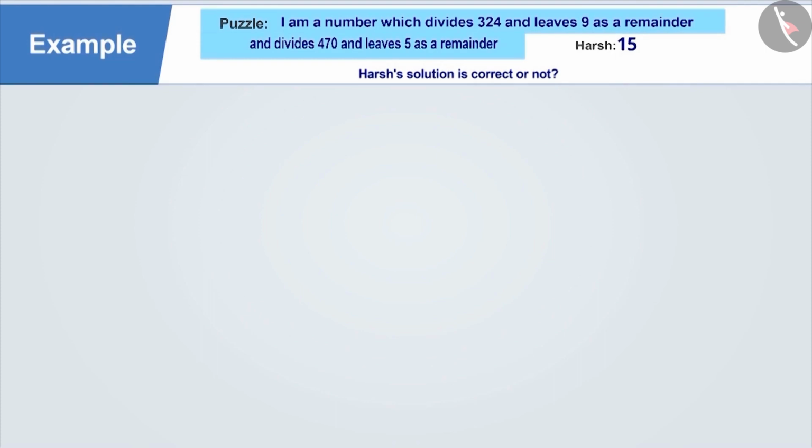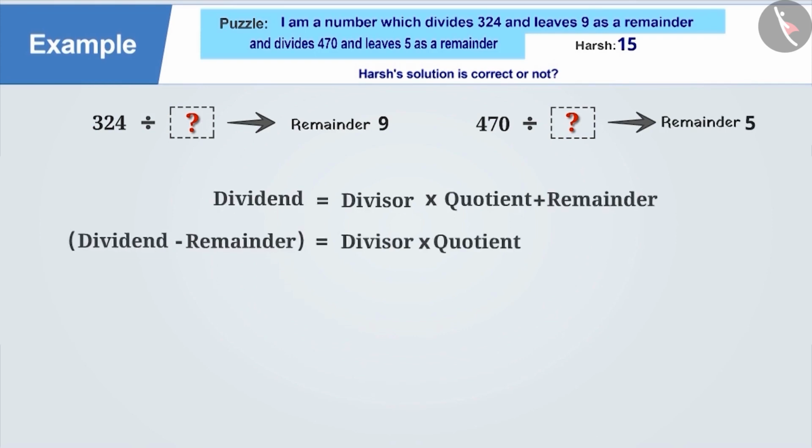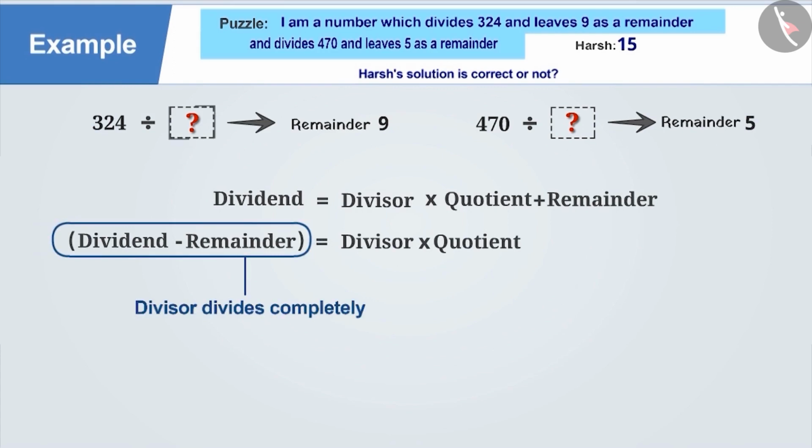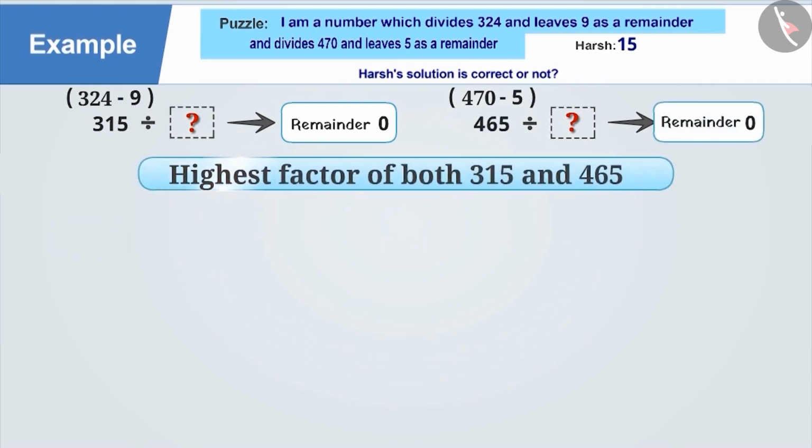In the puzzle, the number divides 324 and leaves 9 as a remainder and divides 470 and leaves 5 as a remainder. If we subtract the remainder from the dividend, the number obtained is completely divisible by the divisor. This means by subtracting 9 from 324, we get 315, and this is completely divisible by the required number. Similarly, by subtracting 5 from the number 470, the number obtained will be completely divisible by the required number. That means the required number will be the highest common factor of both 315 and 465, which we call HCF.